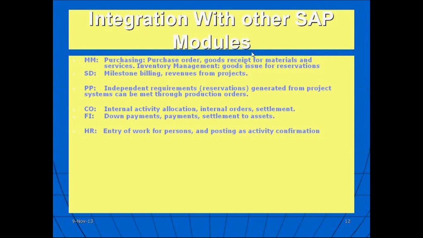Then you have sales, like revenue. It normally comes from sales. So if you have a sales team, then you have the revenue mapping with the project. If your company does some production, then PP will come into the picture, because the production order, everything gets created from your project.